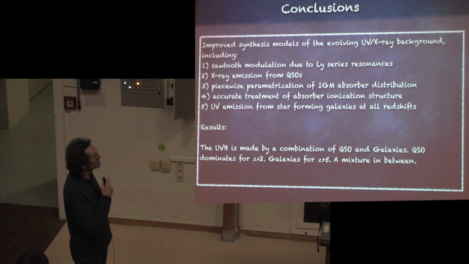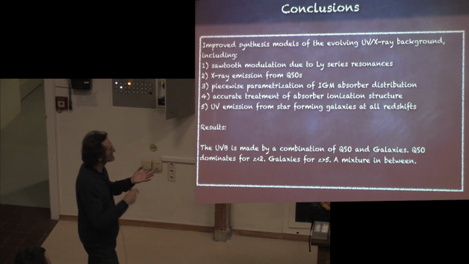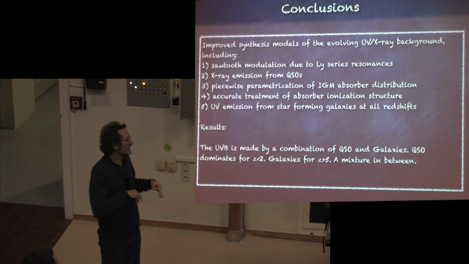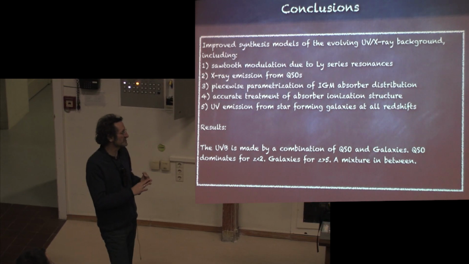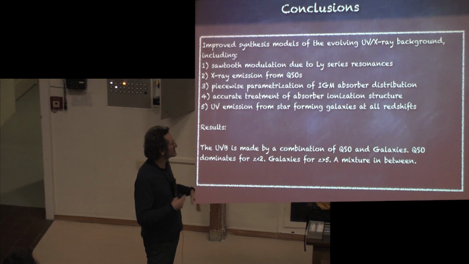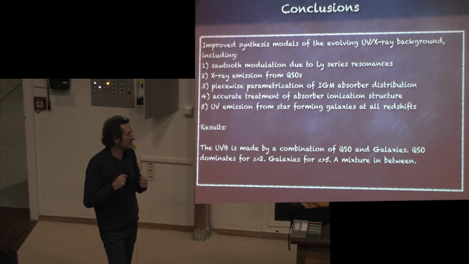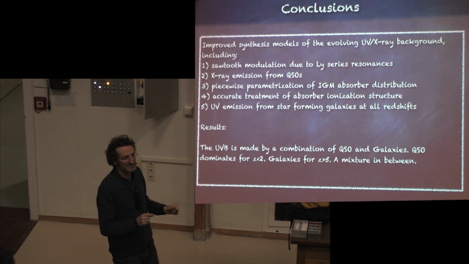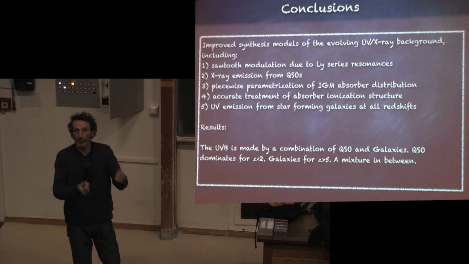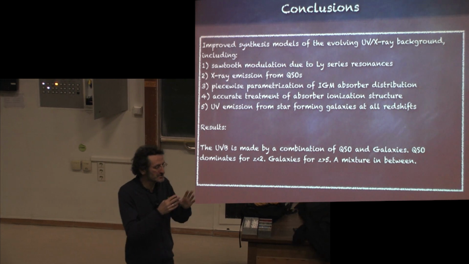Conclusive slides. I'm producing proofs with these models for the evolving UV background, including the soft modulation, iteration from QSO, piecewise parameterization of the IGM, accurate treatment of the absorbers, and UV emission from star-forming galaxies. The result is obvious. The UVB is made by a combination of quasars and galaxies. No surprise. Quasars dominate at low redshift, apparently, while galaxies dominate at high redshift. In between is a mixture.